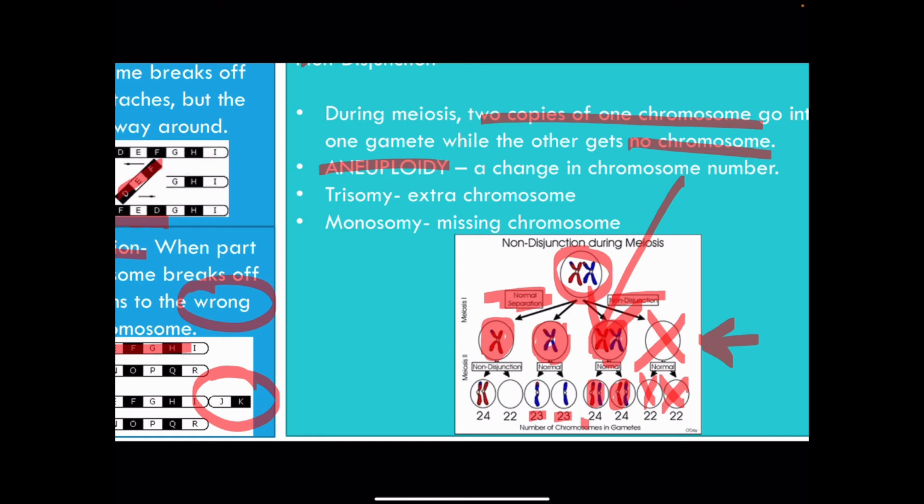But if any of these other cells, so these ones or these ones, if they happen to be successful in fertilization and then making an offspring, we're going to have a different chromosomal number and therefore aneuploidy. Now, when we have an extra chromosome, we say that trisomy has occurred. So we've got 3 chromosomes. When we're missing a chromosome, we say that monosomy has occurred and we've only got 1.